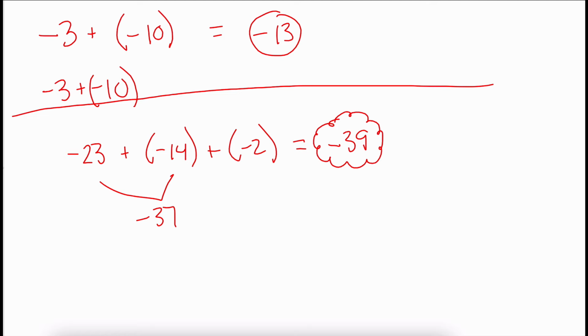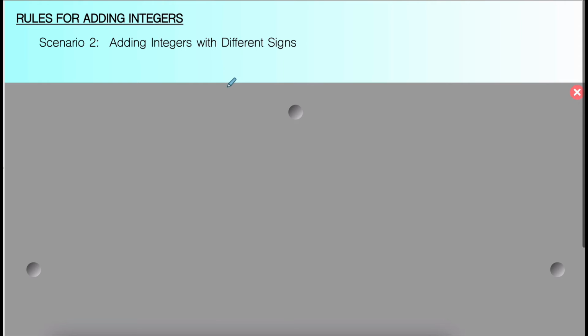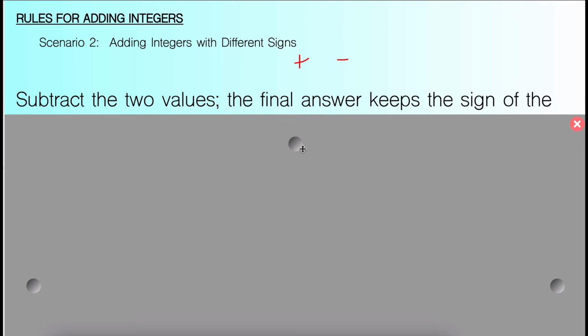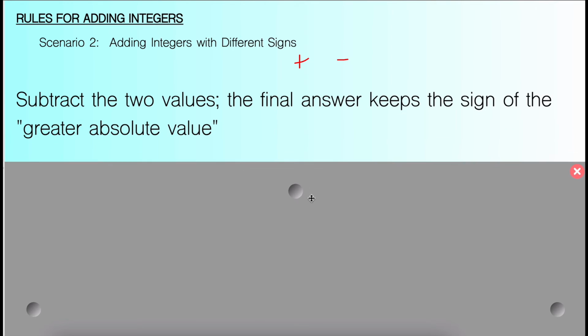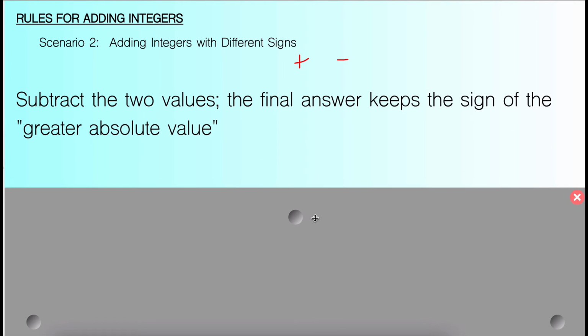All right, I said this was going to be broken down into two different scenarios, so now we're going to move to scenario 2. Scenario 2 is what happens when you have two numbers with different signs, so a positive plus a negative, or a negative plus a positive. And this works slightly differently. This one, I'll read you what it says, but then I'll explain it further.